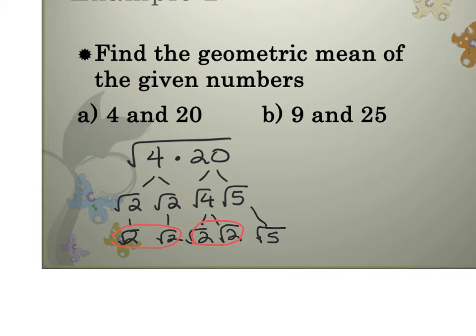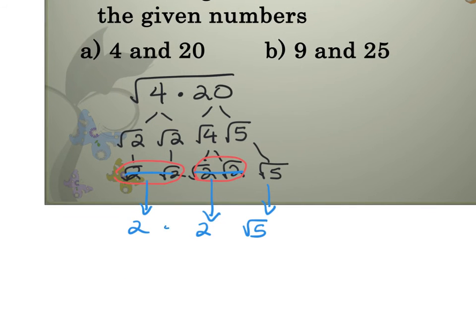Everything that pairs up, one 2 comes out of the pair. Because really what you're doing is 2 times 2 is 4, and the square root of 4 is 2. Nothing pairs with the 5, it stays underneath. Anything that comes out, you have to multiply back together. And you're done. So the geometric mean of 4 and 20 is 4 square root 5.